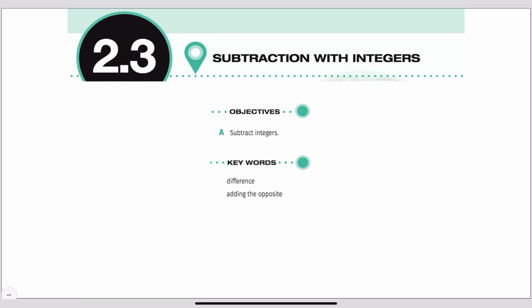Hi everybody, welcome to 2.3. We're going to talk about subtraction with integers. So in the last section we added integers, and in this section we're going to subtract integers.